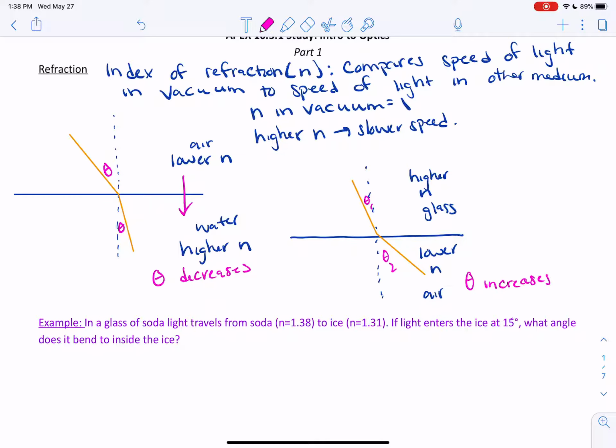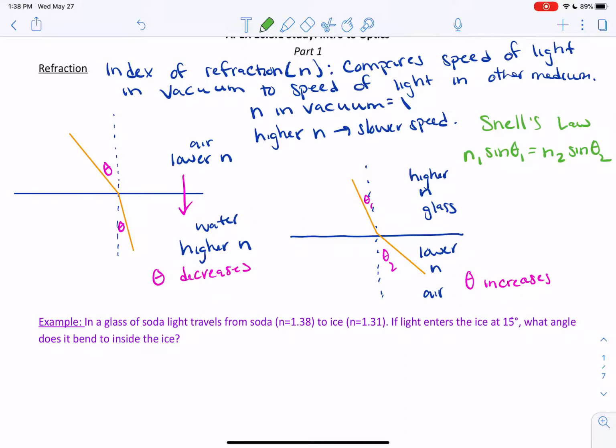Okay, and if you study this, there is actually a pattern that you end up seeing, and we can call this pattern Snell's law. And what Snell's law says is that n1 times the sine of theta 1 equals n2 times the sine of theta 2. So what that means is the index of refraction times the sine of the angle of your first material is going to be equal to the index of refraction times the sine of the angle for your second material, okay? And this allows us to make some predictions about the angles at which your light will bend.